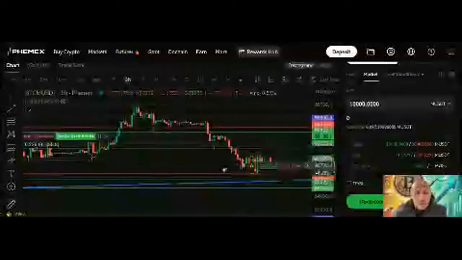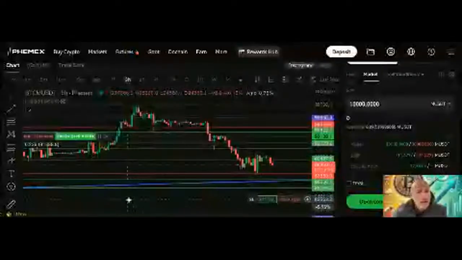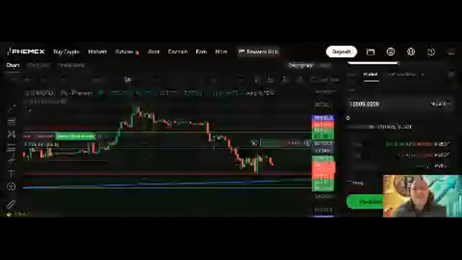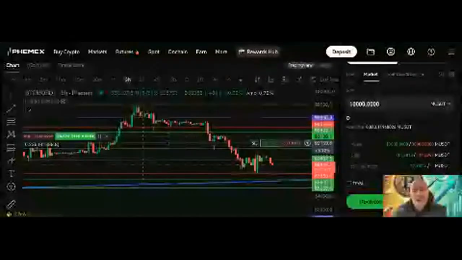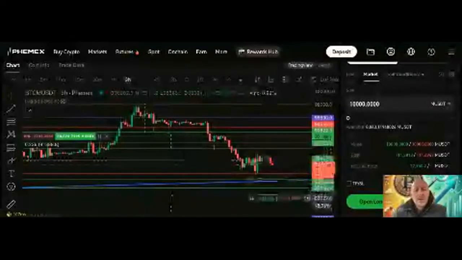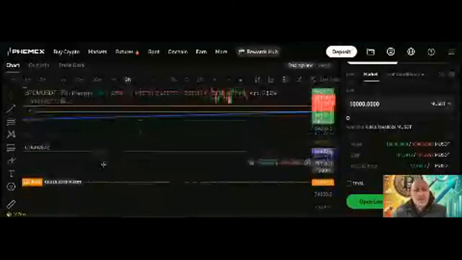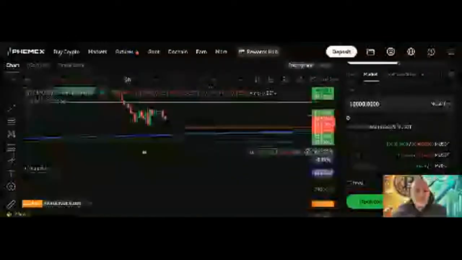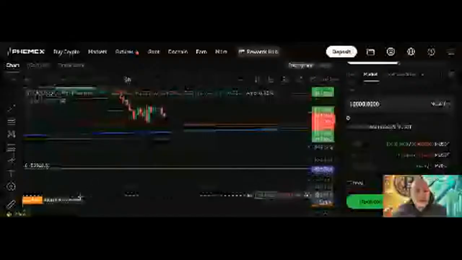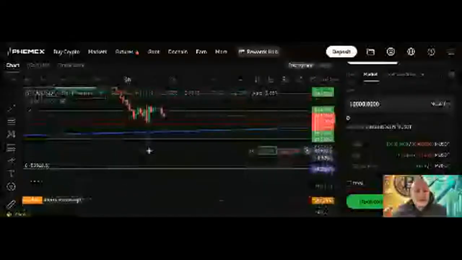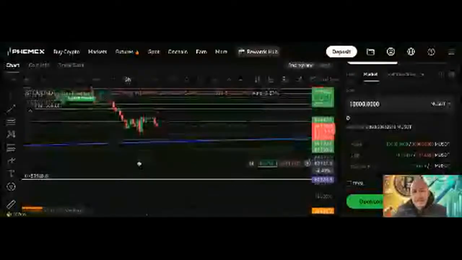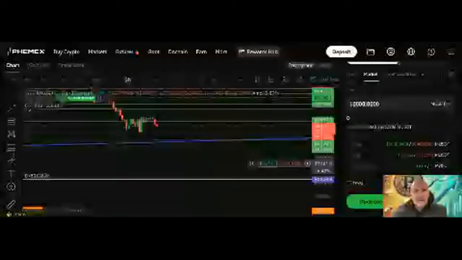So I've gone over this before, but I will go over it again. Okay. Well, what if price just keeps going down? What if it just keeps going down? Let's say price keeps going down and it's heading towards my liquidation here. Okay. There's certain things you could do.